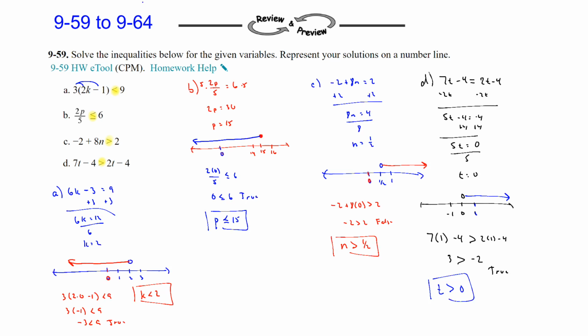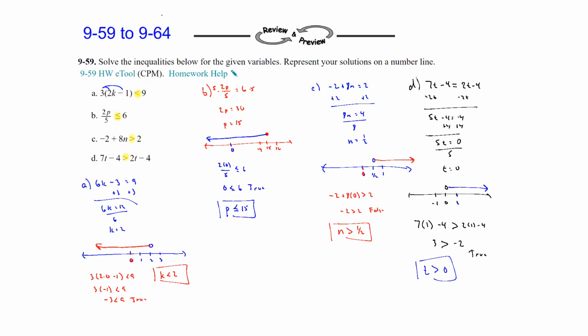So make sure on these problems that you do have the number line that it asks for. And also, you want to represent your solutions as an inequality as well.